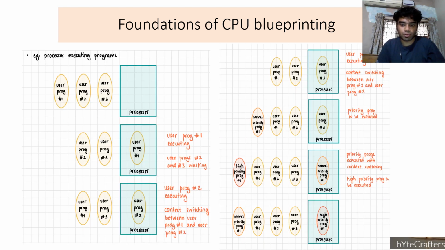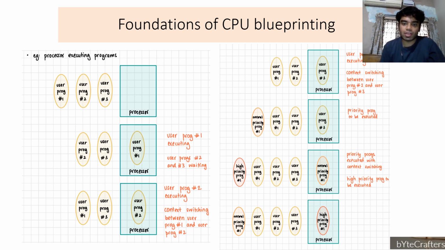Based on the processor modes that we saw, we'll see how the processor is going to handle various programs. Let's say there are three user programs as shown here. In the first case, the processor is executing program 1. This could be in any order; it could start with program 2 or program 3. Program 2 and program 3 are waiting, so it's like a buffer. After program 1 is done, the processor starts executing program 2. There is context switching between user program 1 and user program 2. And then it starts executing program 3.